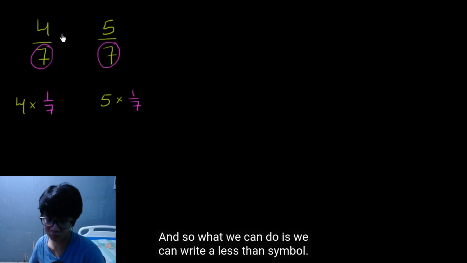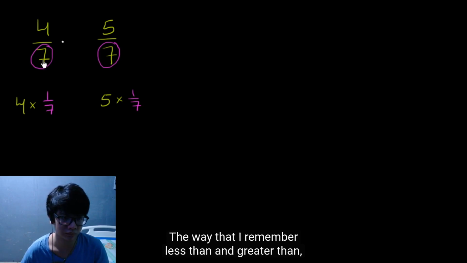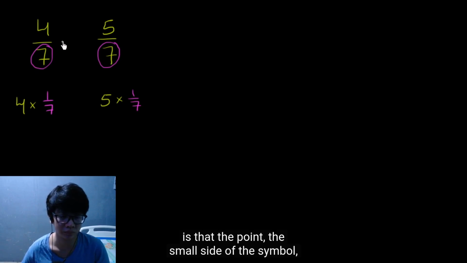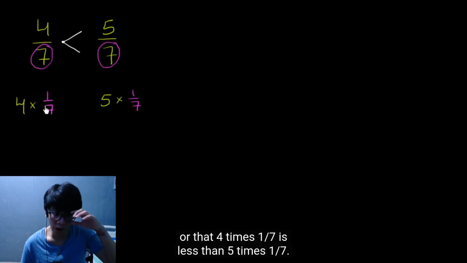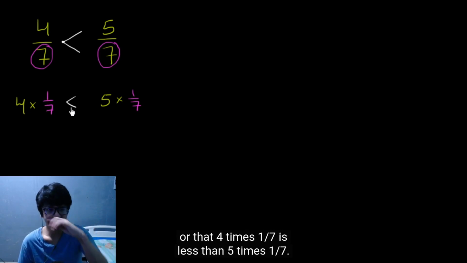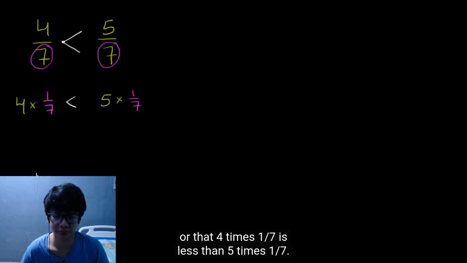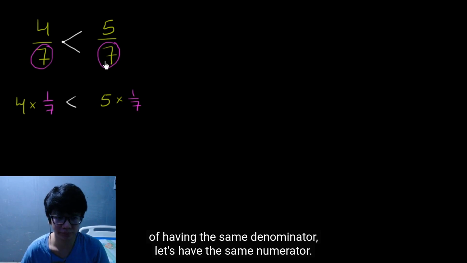And so what we can do is write a less than symbol. The way that I remember less than and greater than is that the point, the small side of the symbol, always is on the same side as the smaller number. So this could be read as 4/7 is less than 5/7, or that 4 times 1/7 is less than 5 times 1/7. Now let's do another scenario, but instead of having the same denominator, let's have the same numerator.